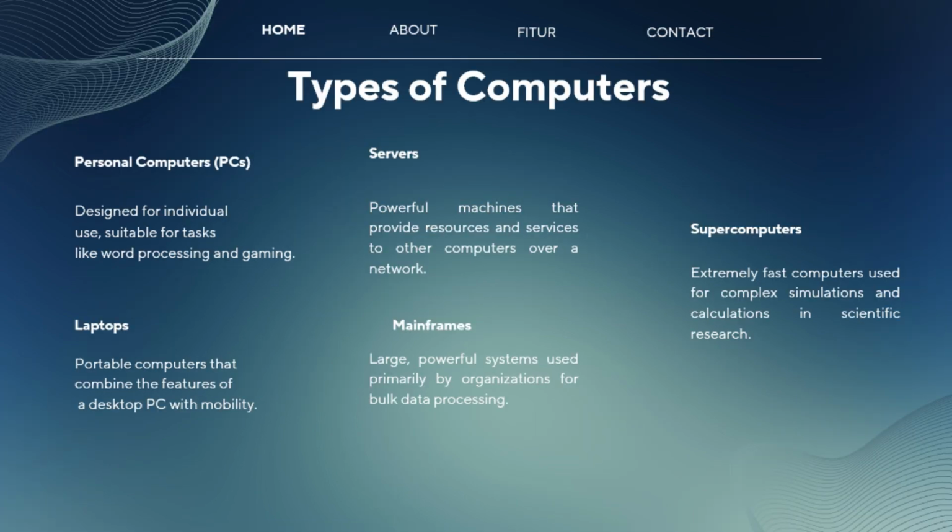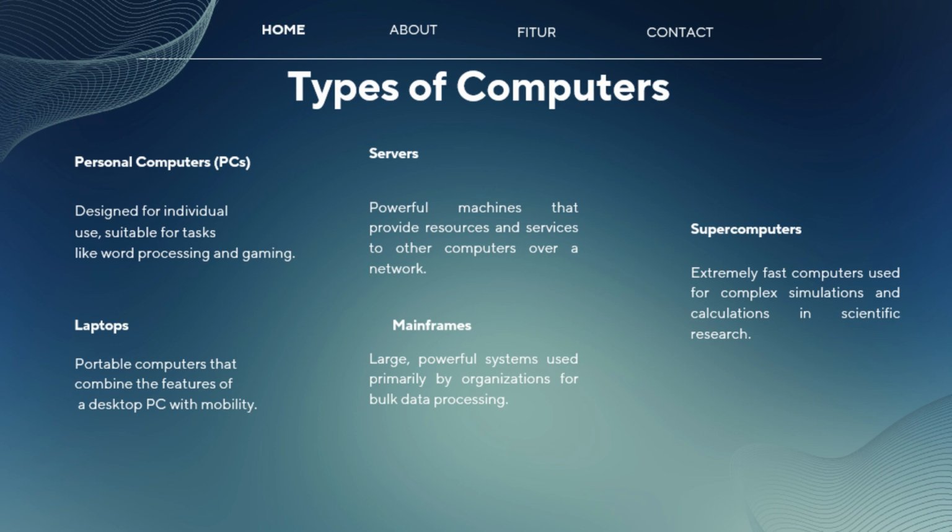Now we talk about types of computer. Here are the following types of computer. Personal computer, designed for individual use, suitable for tasks like word processing and gaming. Laptops, portable computer that combines the features of a desktop PC with mobility.